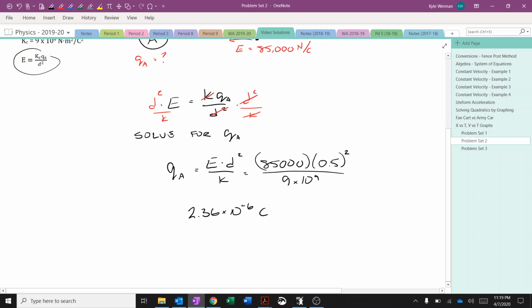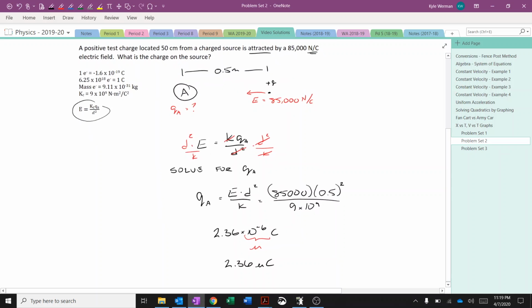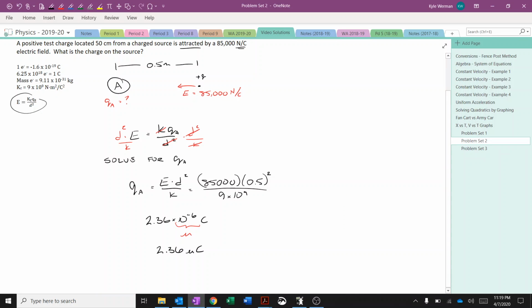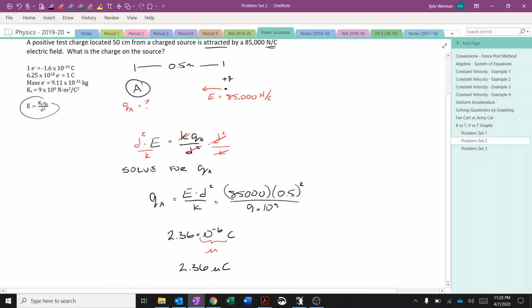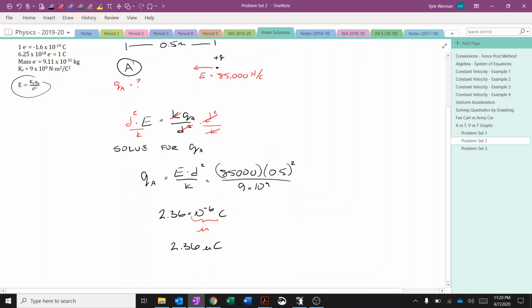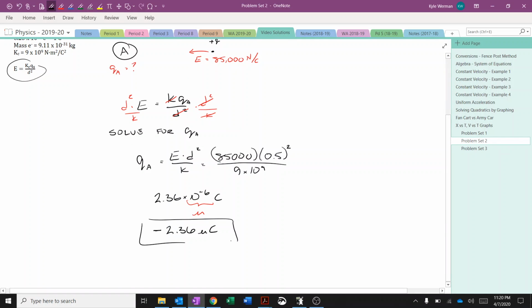Now, 10 to the negative 6 is micro. So I can say it's 2.36 microcoulombs of charge. Now, we also need to have something else. Is it a positive source or a negative source? Well, if a test charge is being attracted, then A must be a negative source. So our answer has to have the negative, and that's because it's being attracted. The positive test charge is attracted, which tells you it must be a negative source.